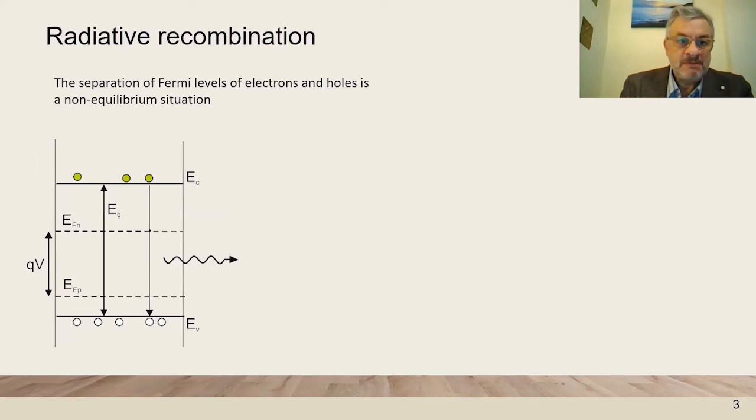And this process is the band-to-band recombination, and the energy of the pair is converted into a photon. So this is called radiative recombination because then the semiconductor is emitting light. And this is the reciprocal process of the light absorption in the semiconductor.